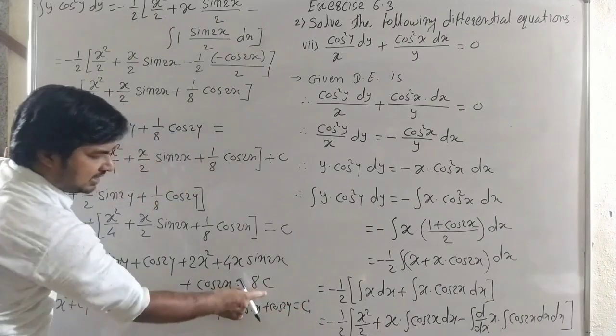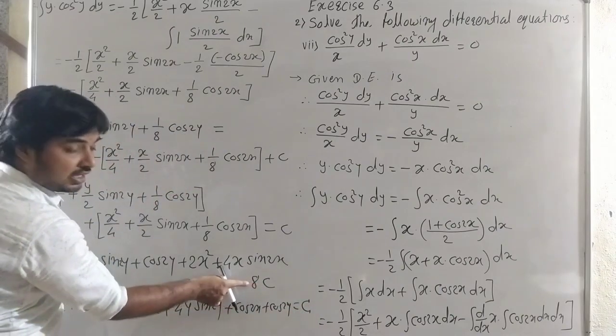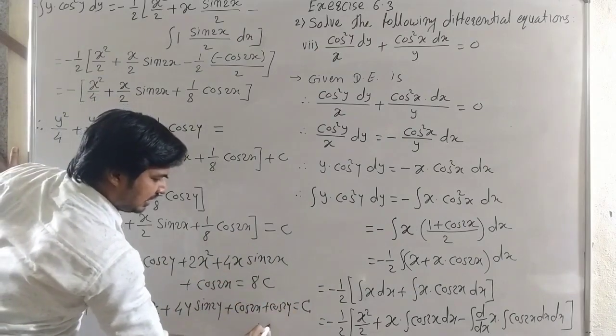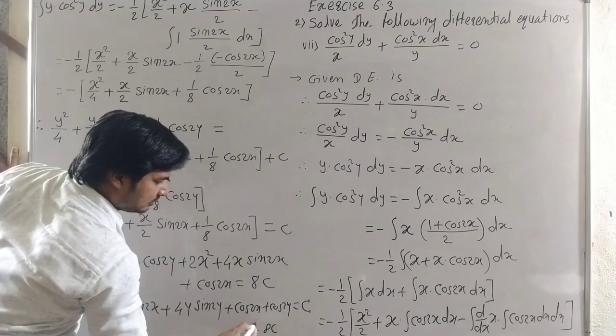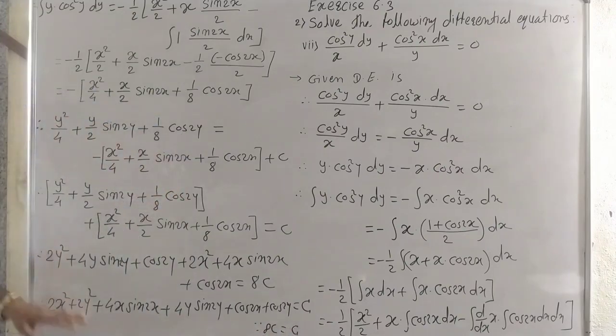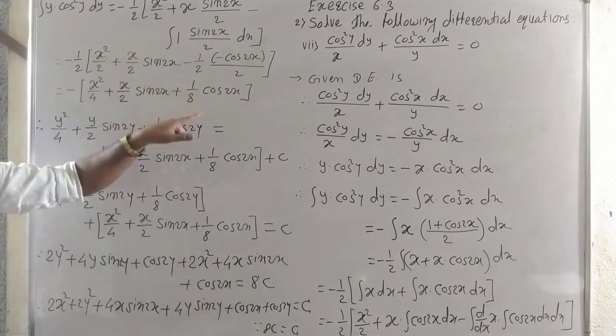Okay, here 8c, c is an arbitrary constant, 8c is also an arbitrary constant, therefore we can write this as c, and therefore 8c is equal to c. Okay, here it is an arbitrary constant and here is the general solution of this differential equation.